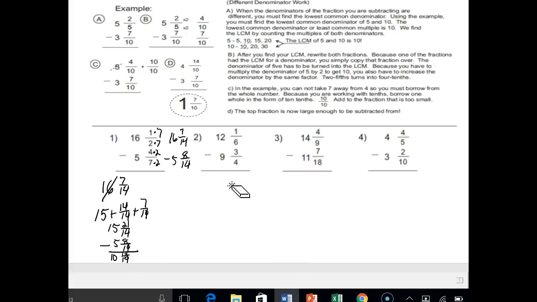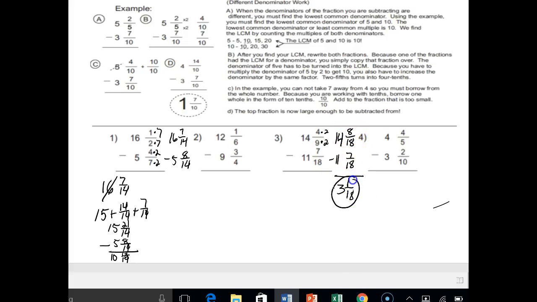Sorry. The common denominator between 9 and 18 happens to be 18. So I just multiply this guy by 2. You get 14 and 8 over 18, minus 11 and 7 over 18. And it happens to be that this one I can actually go ahead and subtract because 8 is bigger than 7, so I don't have to do any borrowing here. So I'll just do 14 minus 11 is 3. 8 minus 7 is 1, and keep the denominator.